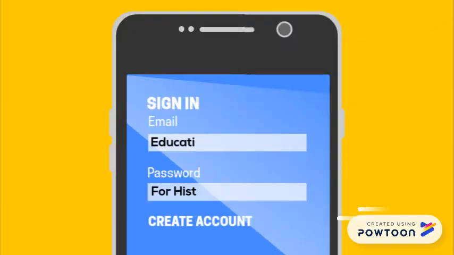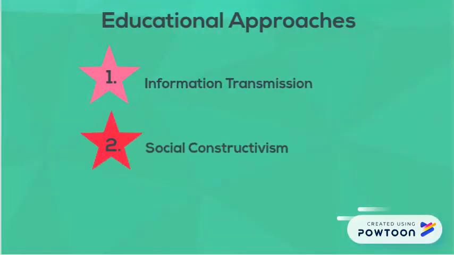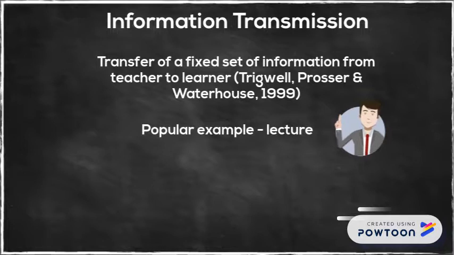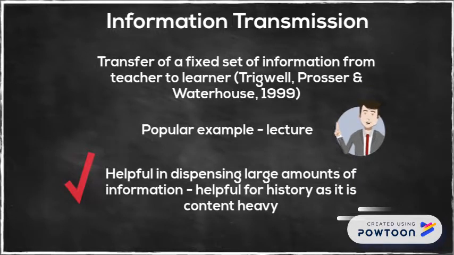When it comes to studying history, I recommend 3 educational approaches. These include information transmission, social constructivism, and behaviorism. Information transmission involves the transfer of knowledge and information from one person to another. This occurs in a lecture where the lecturer, an individual with extensive knowledge on the area of study, dispenses knowledge to a group of students.